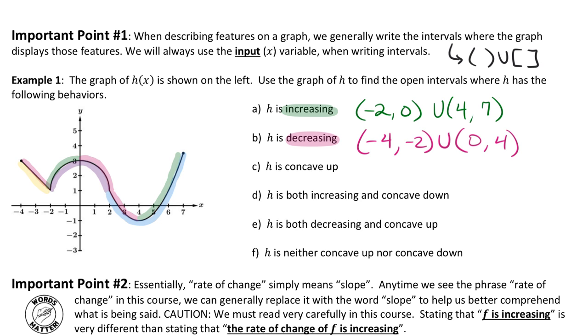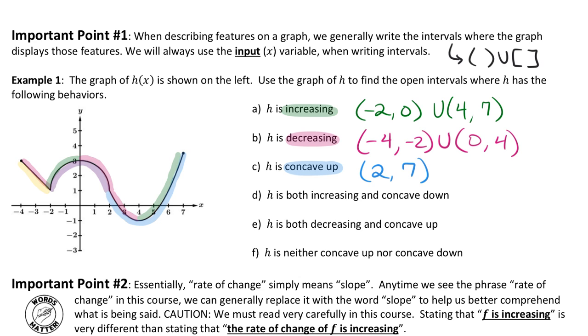Now we're switching. Now the question is asking for what intervals is h concave up? That's our blue section. How many blue sections do we have? Just 1. And where does it start? 2. And where does it end? Fabulous.